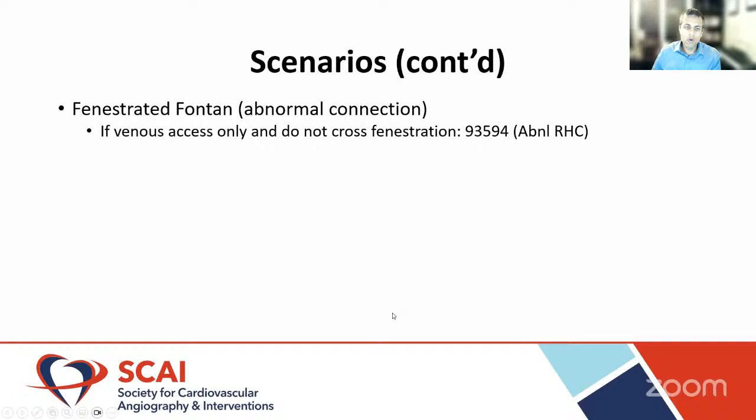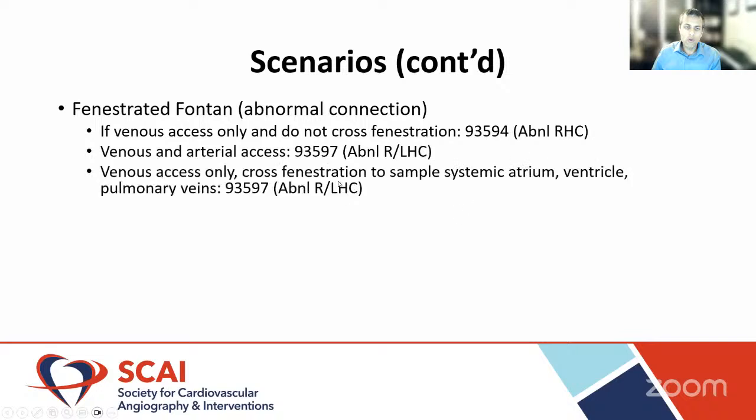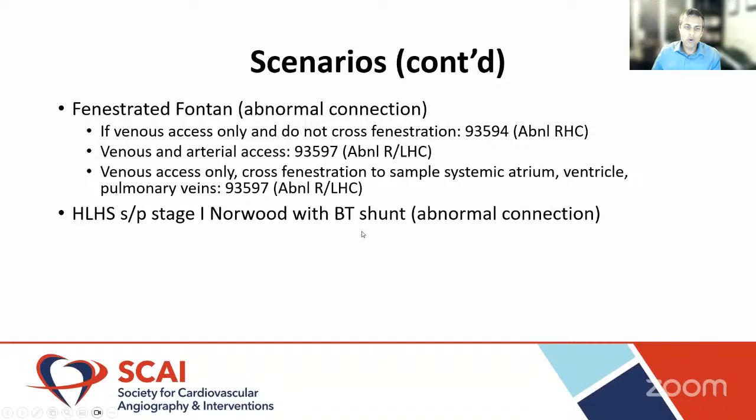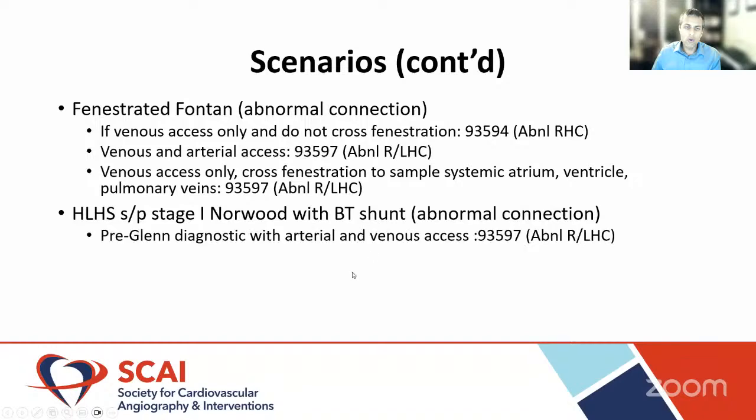The fenestrated Fontan, we brought this up because there were also some questions the last time. If you have a fenestrated Fontan, it's an abnormal connection. If there's venous access only and you don't cross the fenestration, it's an abnormal right heart cath. If you get venous and arterial, it's an abnormal right and left. If you get venous access only, but you cross the fenestration, again, repeating myself, it's an abnormal right and left. With the hyperplast, again, they're going to be abnormal connections.